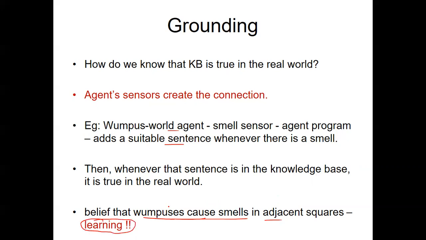Probably once or twice the agent might have been killed by the Wumpus, and whenever the agent got killed, he might have experienced smell in the adjacent cell, and based on that, the program might be learning, or this basic information can be fed by the programmer.